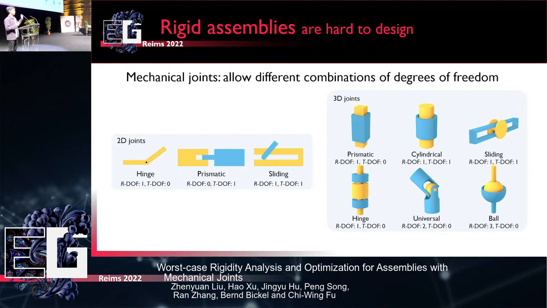In 2D, it's kind of simple. In 3D, it's even more complex because we have up to 3 rotational and 3 translational degrees of freedom. So it's not a trivial task to come up with a systematic way to model joints of different combinations of rotational and translational degrees of freedom. And this is not the end of the story of how tricky mechanical joints are to model. There's another thing we need to address.